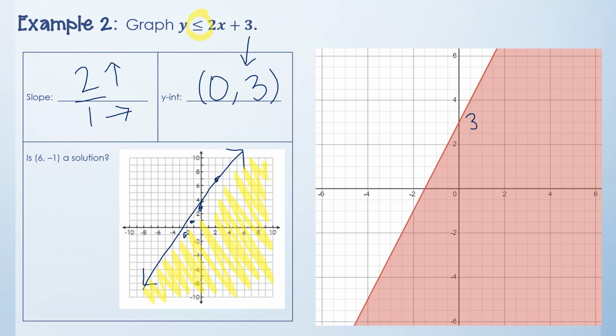And again, I just want to reiterate to please make sure that you are using a ruler when you're connecting these points. All right, so (6, -1) would be right here. (6, -1), and yes, that would be in the shaded area, so yes, that is a solution.